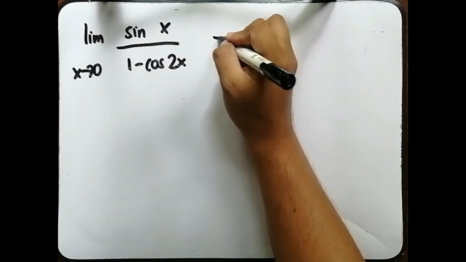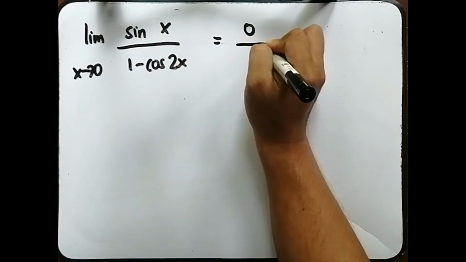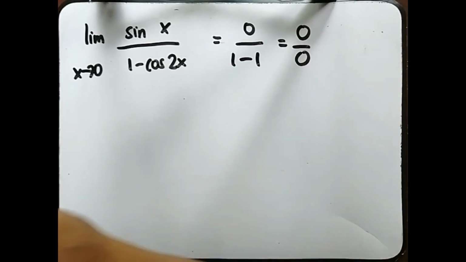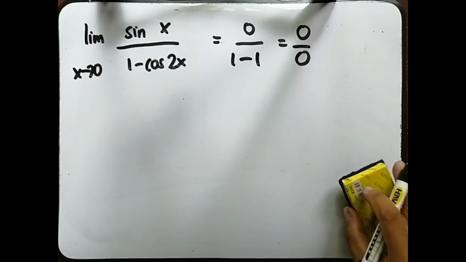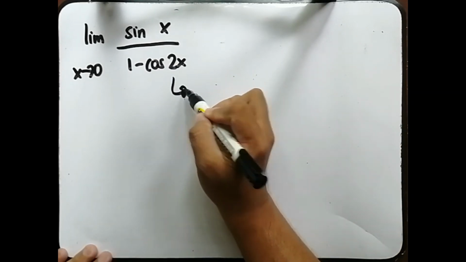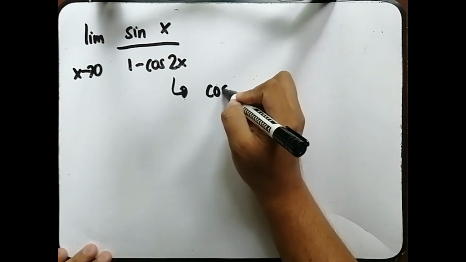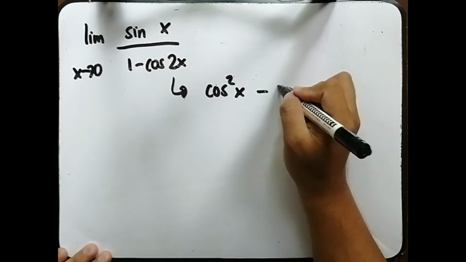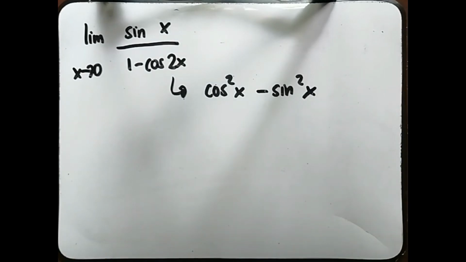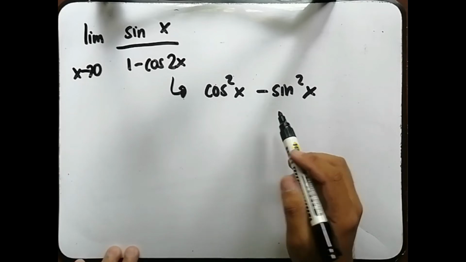So let's evaluate the limit of sine x over 1 minus cos 2x as x approaches 0. So by direct substitution, that is 0 over 1 minus 1, so we have 0 over 0. Okay, so indeterminate form siya. But we know that cos 2x is equal to cos squared x minus sin squared x. Okay, so balikan niyo yung trigonometric identities nyo.